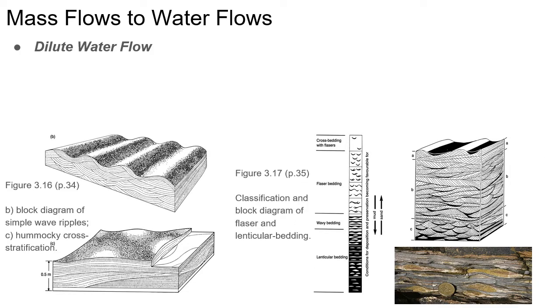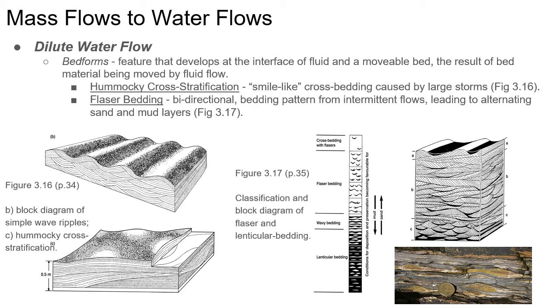Well, what about dilute water flow? These are the things we're a little bit more familiar with, probably. Your type of fluvial or aeolian deposits. The bed forms that we see here are really what we're going to be paying attention to. These are going to develop because of that interface, that interactivity between the fluid, whether it's air or water, and whatever the movable substrate of the bed is. And so you get bed materials that are modified by whatever type of fluid flow we have.